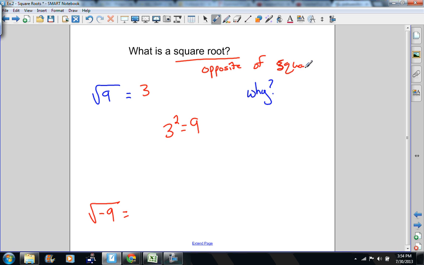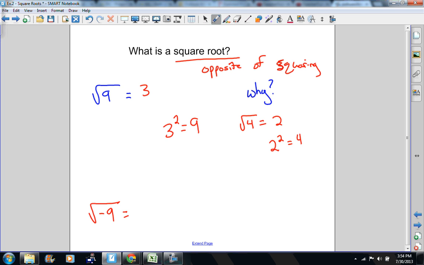Opposite of squaring. Okay, so square root of 9 equals 3. 3 squared is equal to 9. It's kind of a tongue twister. So the square root of 4 is equal to 2 because 2 squared is equal to 4, okay? So those are really similar ideas.